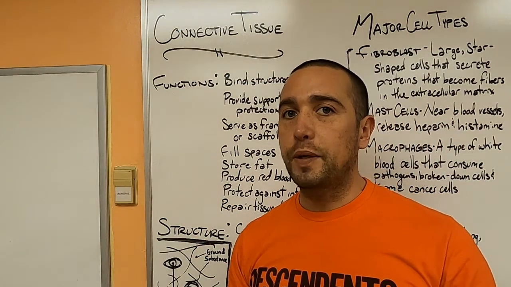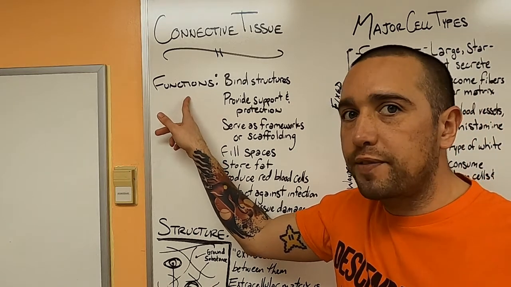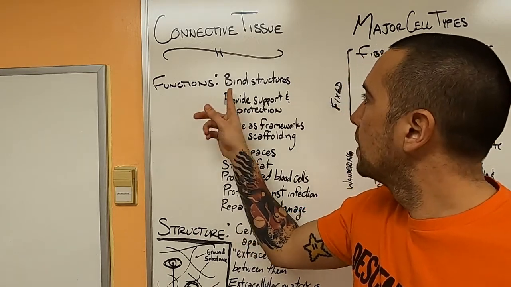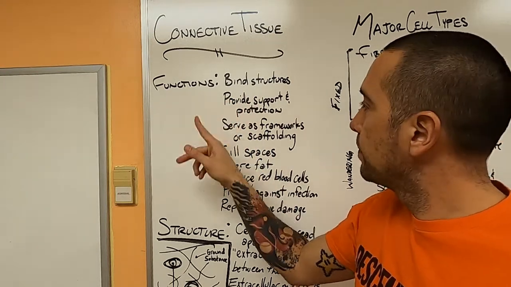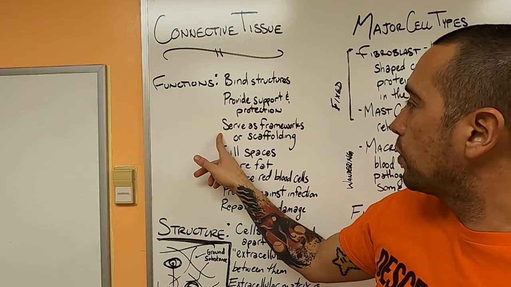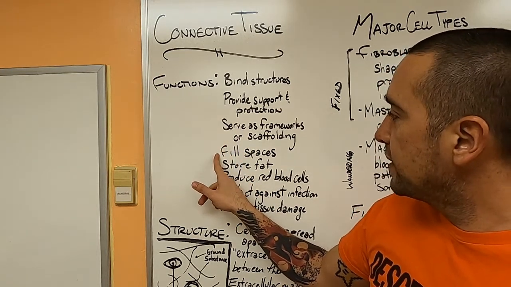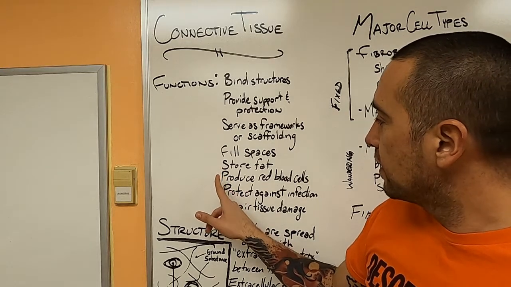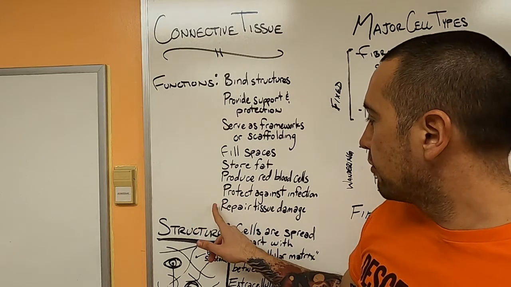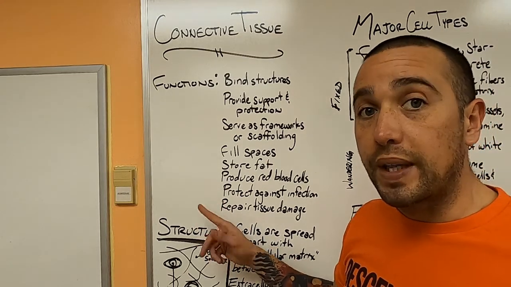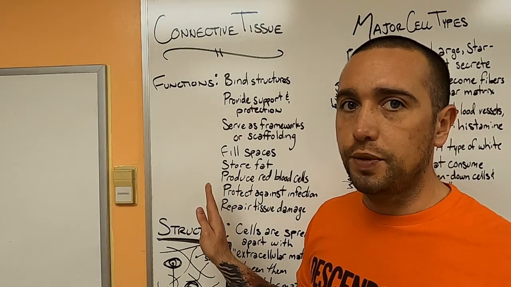So first, some basics about connective tissue. The functions of the various types of connective tissue include these: binding structures together, providing support and protection, serving as frameworks or scaffolding for organs. They fill open spaces, they store fat, they might produce red blood cells, protect against infection, repair tissue damage. So again, there are a wide variety of connective tissues and therefore a wide variety of functions of those tissues.